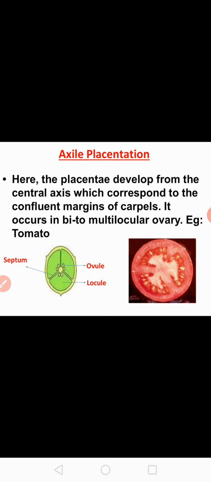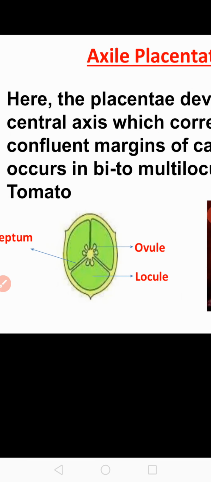So second type of placentation is axial. Here the placentae develop from the central axis, and the ovules develop from the central axis itself. That means here the placentae develop from the central axis, which correspond to the confluent margins of the carpels, and it occurs in bi to multilocular ovary. Examples: tomato, etc.